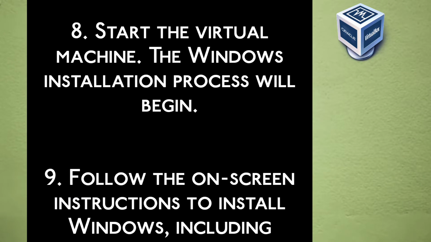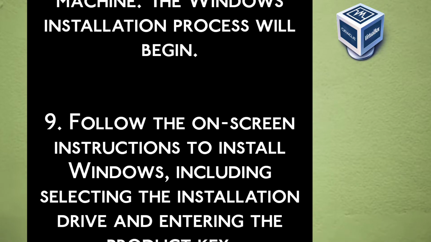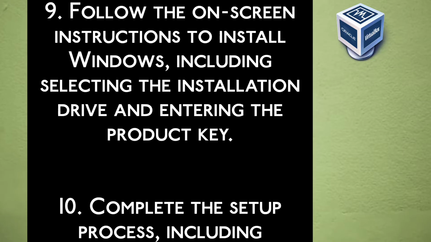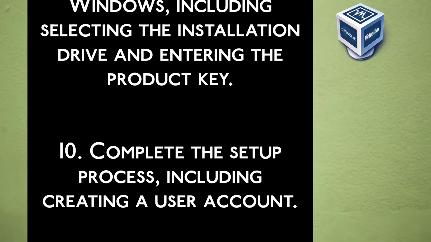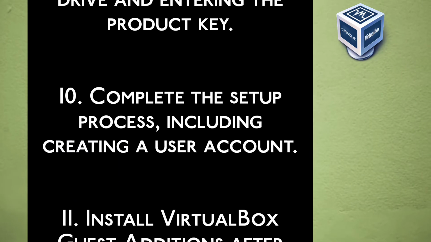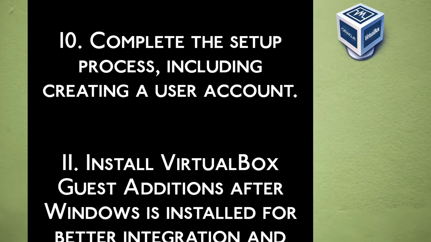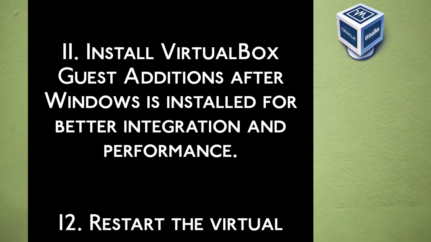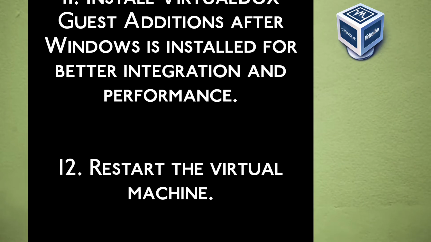The Windows installation process will begin. Step 9. Follow the on-screen instructions to install Windows, including selecting the installation drive and entering the product key. Step 10. Complete the setup process, including creating a user account. Step 11. Install VirtualBox guest additions after Windows is installed for better integration and performance.